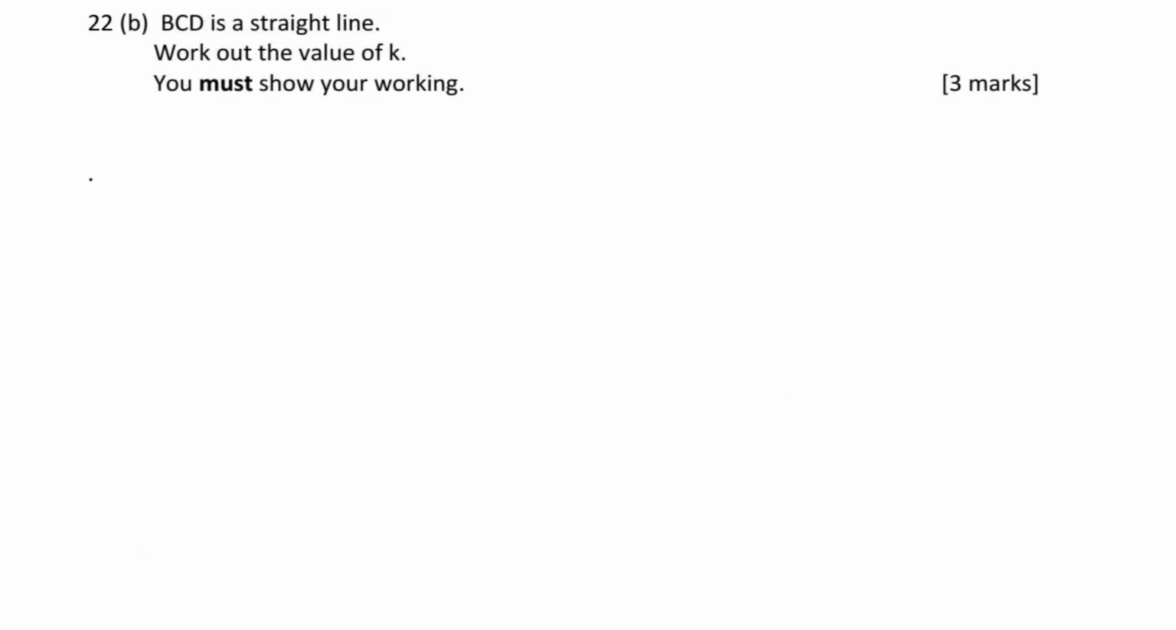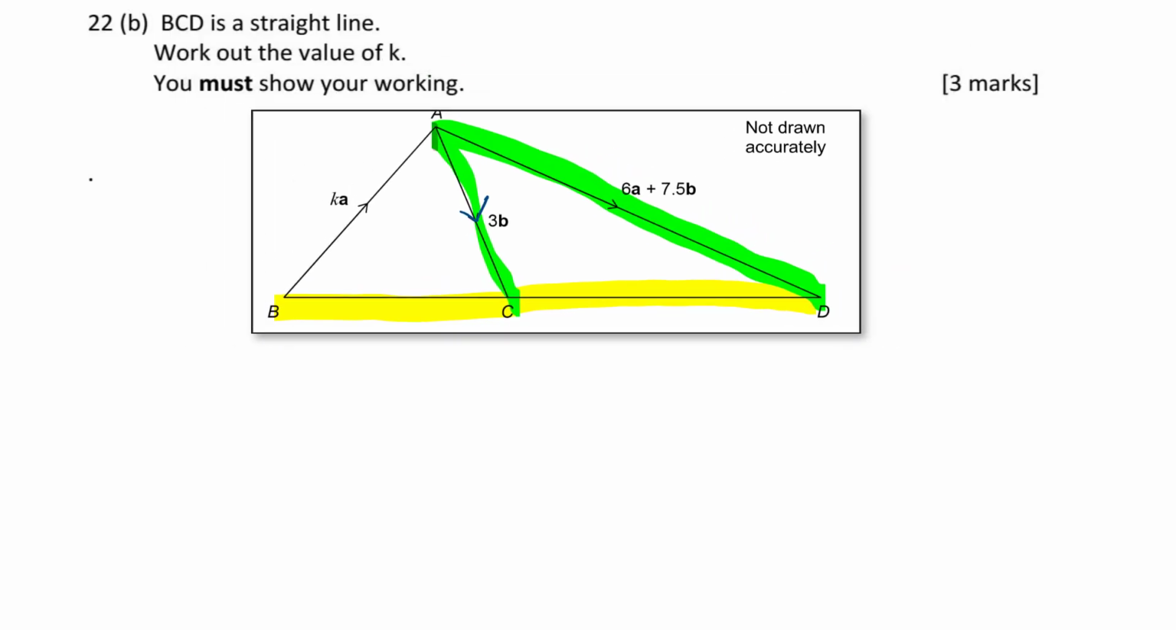The next part says BCD is a straight line. Work out the value of k. You must show your working. Let's go have a look at the diagram again. So BCD is a straight line. Work out the value of k. Okay, well k is up here, look, it's on this stretch here.